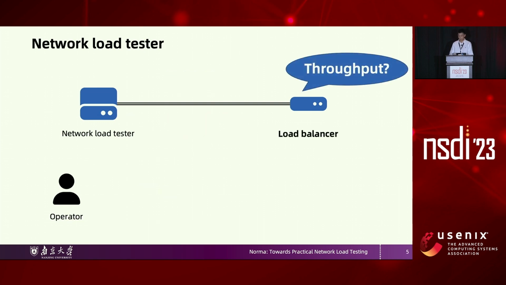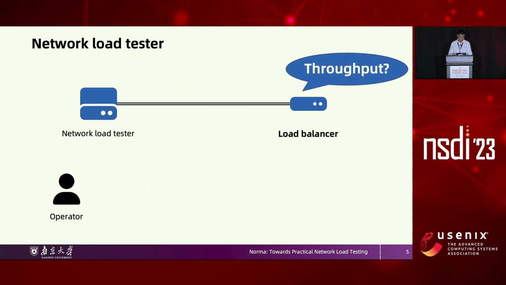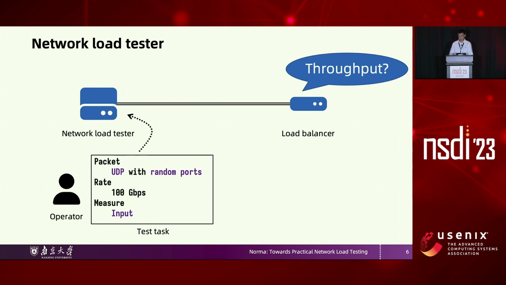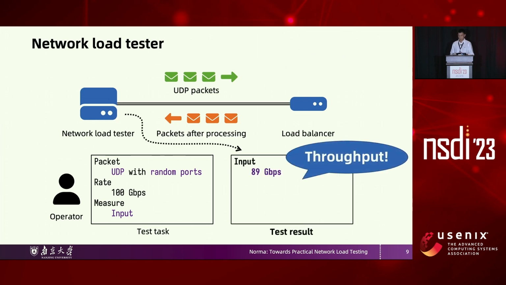For example, if we want to know how much throughput our load balancer can afford, we can configure the tester to generate random port UDP traffic and then measure the input rate. The tester accepts the test task and generates our expected traffic to the load balancer. The load balancer will then process the traffic and forward it back to the tester. So finally, the tester can measure the input traffic and get the throughput of the load balancer.